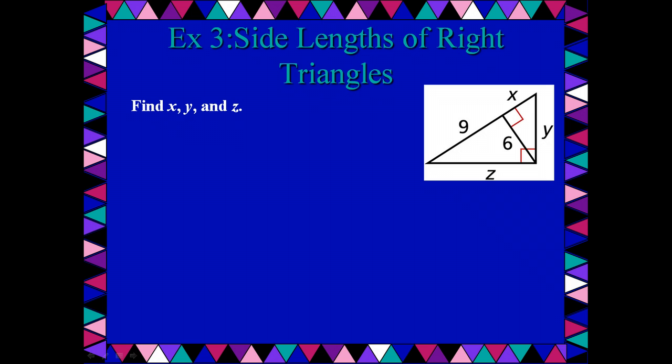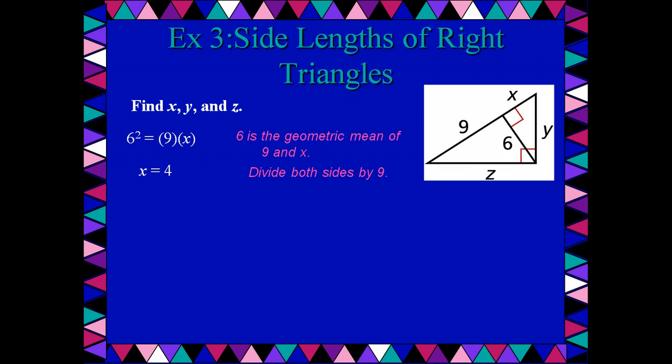For example, if we want to find x, y, and z in this triangle, we know that 6 is the geometric mean of 9 and x. So we have our altitude, and it equals the two pieces of the hypotenuse multiplied. So 6 squared equals 9x. Divide both sides by 9, and x equals 4.